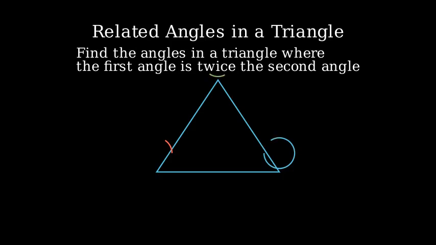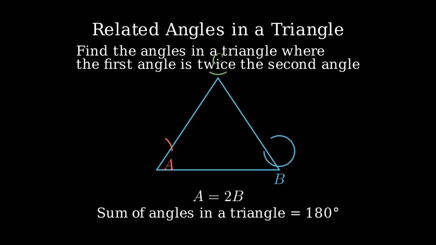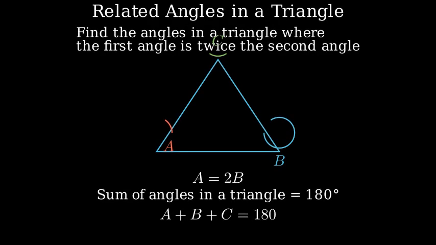We'll call the first angle A, the second angle B, and the third angle C. Since angle A is twice angle B, we can write that angle A equals 2 times angle B. Now, we know that in any triangle, the sum of all interior angles must equal 180 degrees. So we can write that angle A plus angle B plus angle C equals 180 degrees.